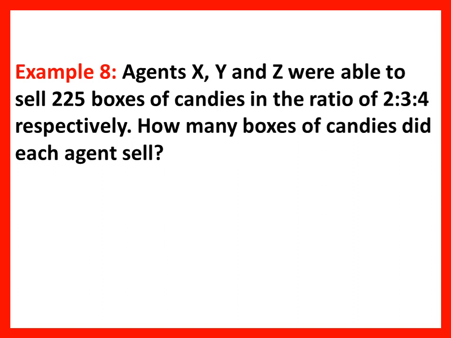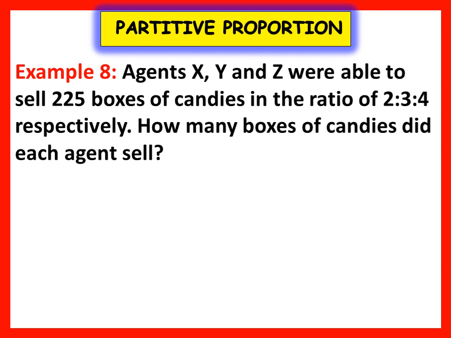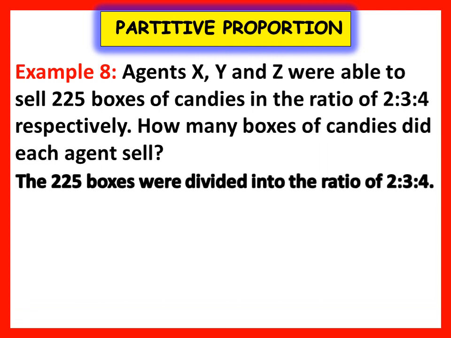So once again, let us note that this is a partitive proportion. Why? Because the 225 boxes of candies were divided into the ratio, or into the partition, of 2:3:4. So there is a partition, therefore it's a partitive proportion. So let us find the greatest common factor to be multiplied by 2, 3, and 4 and to come up with the totality of 225. So that is 2n plus 3n plus 4n equals 225.